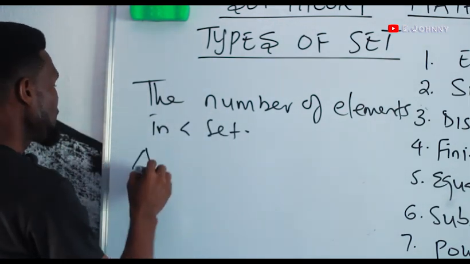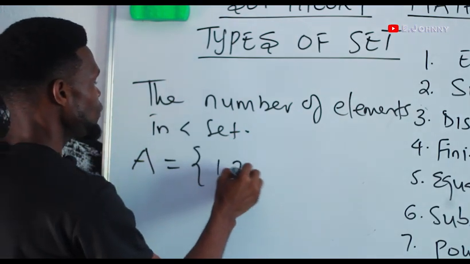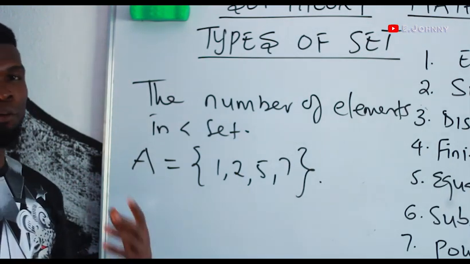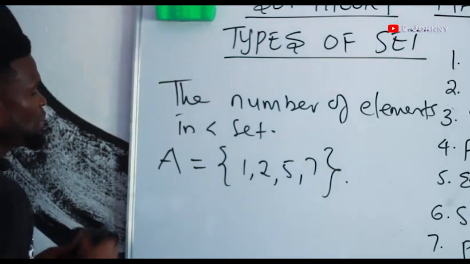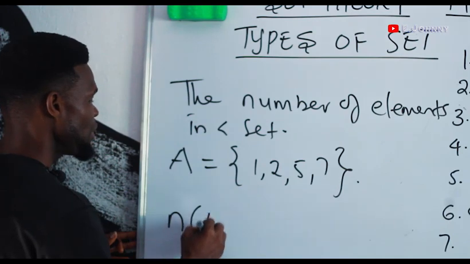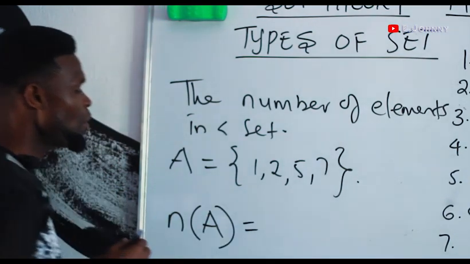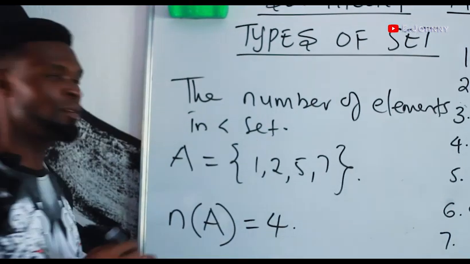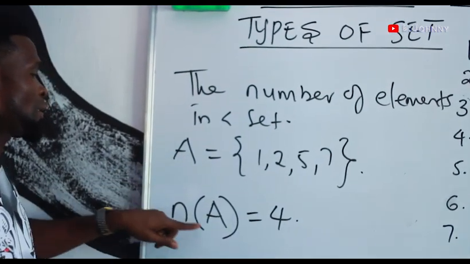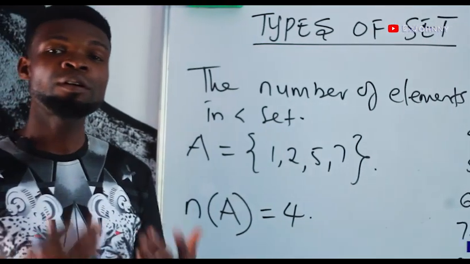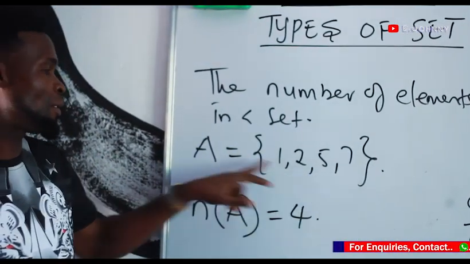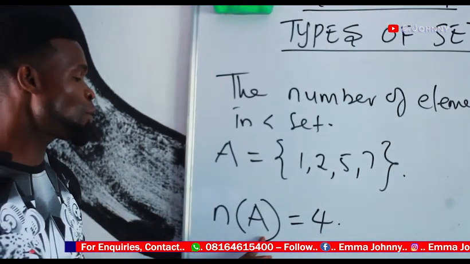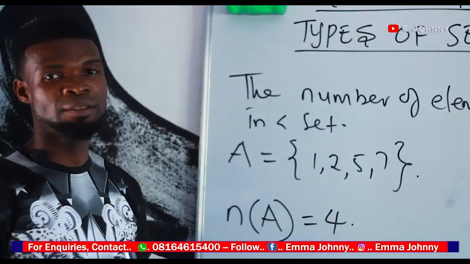So let's say I have a set A equals 1, 2, 5, 7. And the question is, what is the cardinality of set A? It simply means what is the number of elements in set A. The number of elements in set A is 1, 2, 3, 4. That means that the cardinality of set A is 4. So instead of asking you what is the number of elements in set A, they'll be asking you what is the cardinality of set A. So cardinality simply talks about the number of elements in a set.